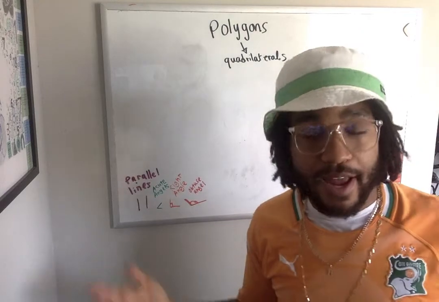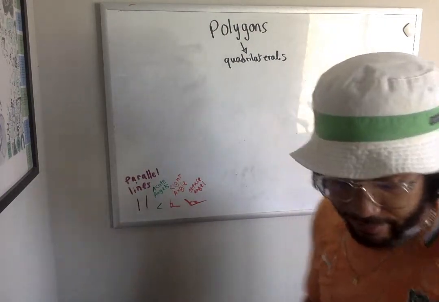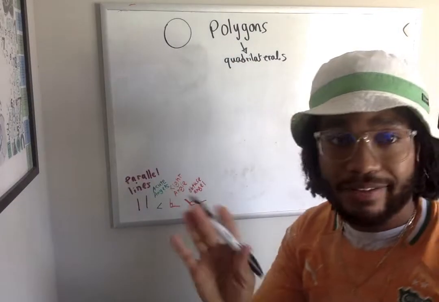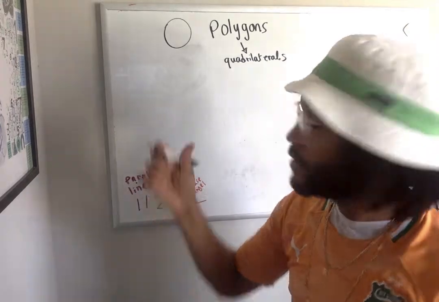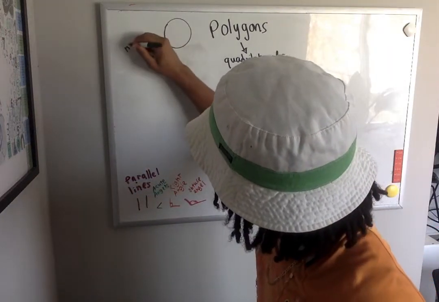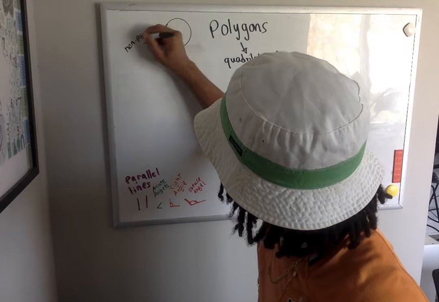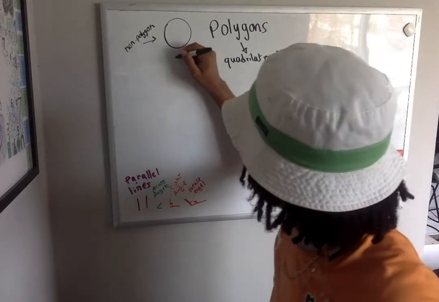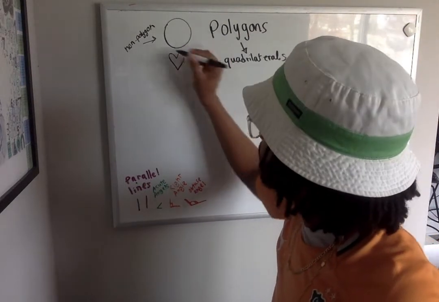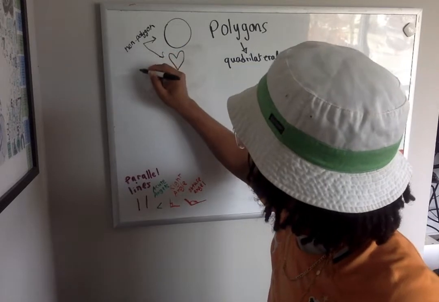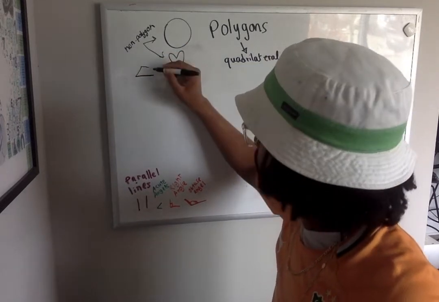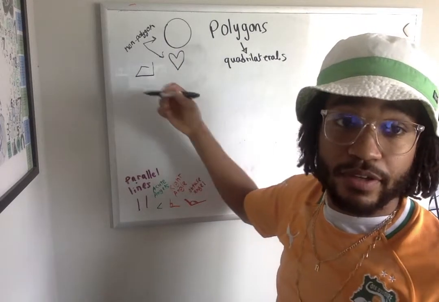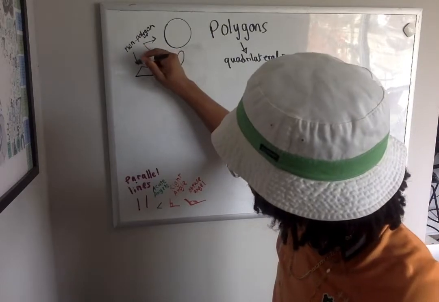Polygons are shapes that have straight lines. For example, a circle is not a polygon. No straight sides included. So we call this a non-polygon. And also, if you see something like this, a heart, non-polygon. Also, if you see something like this that has straight sides, okay, let's say that those are straight, but it is not enclosed and connected all together, non-polygon.